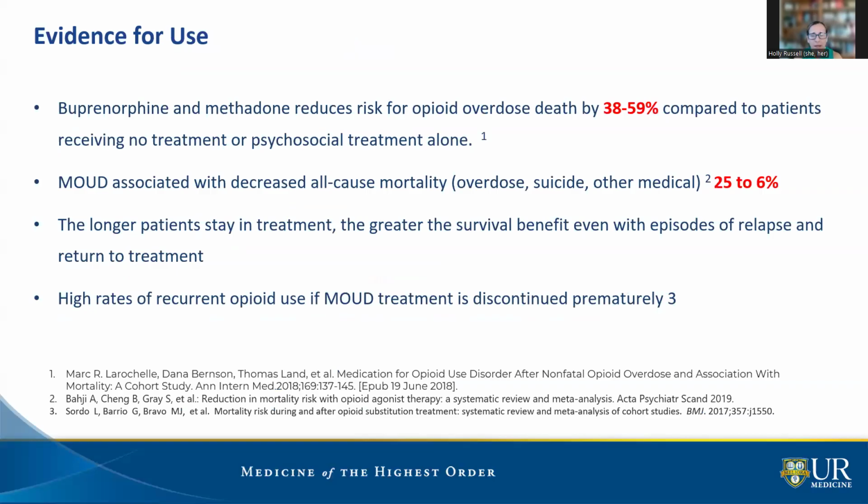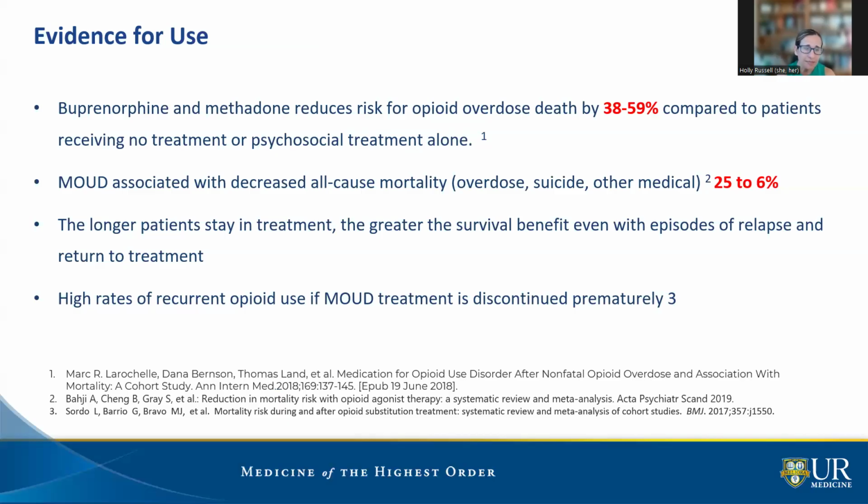There is an abundance of evidence for the use of these medications. Buprenorphine and methadone reduce the risk for opioid overdose by 38 to 59% compared to patients who are receiving no treatment or psychosocial treatment alone. Medication for opioid use disorder is associated with decreased all-cause mortality, including overdose, suicide, and other medical mortality, in a range from 6 to 25% in decreased mortality.